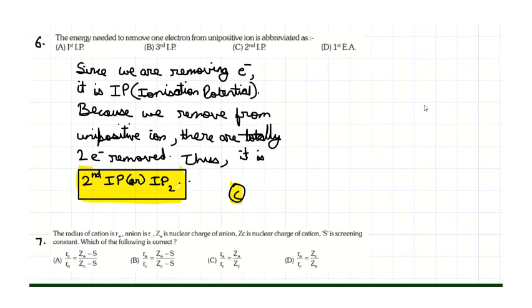In the sixth question, we need to find the abbreviation for the energy needed to remove one electron from unipositive ion. Since the atom already has 1 plus positive charge, it would be the second ionization potential.